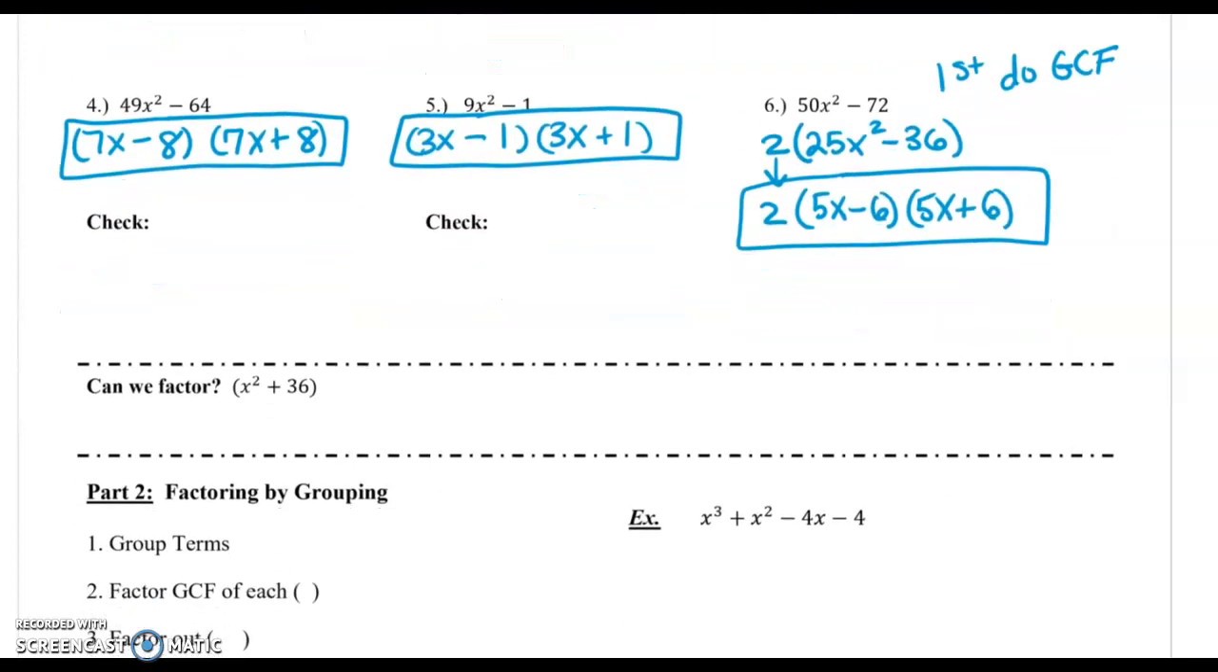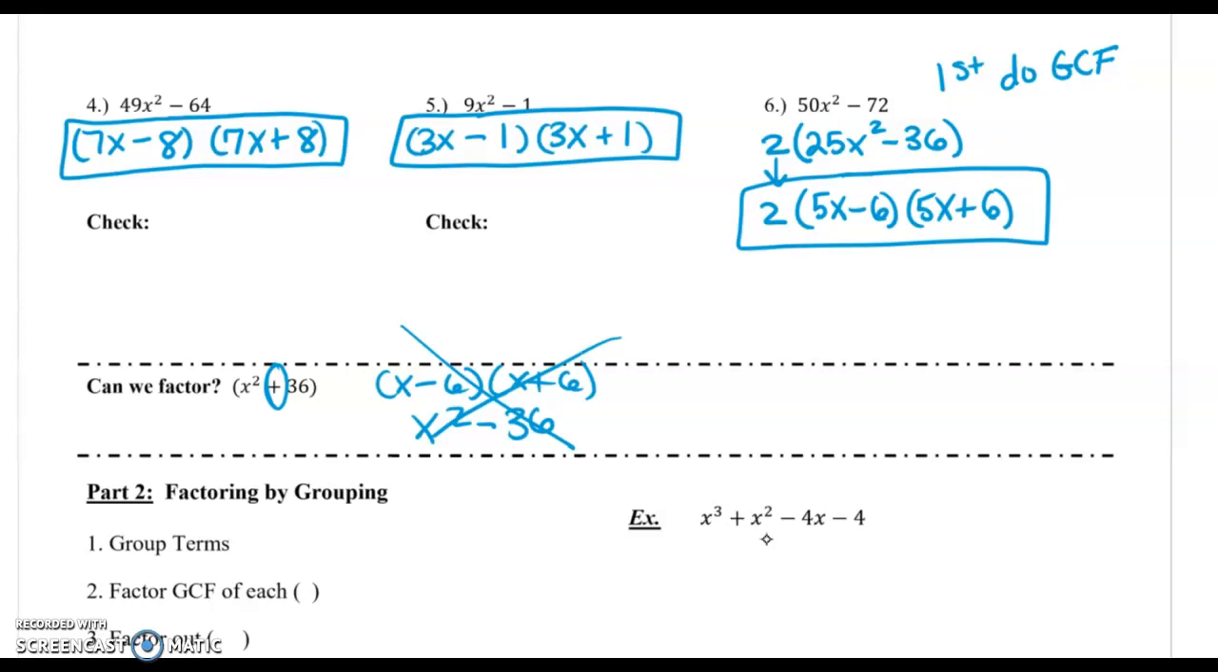Okay, so this one says, can we factor x squared plus 36? Take a minute here and think to yourself, can you factor that? Hopefully you thought to yourself, no, because this is addition. It is not the difference of 2 squares. If we try to get that, it would not give us an addition sign. It would give us x squared minus 36. So we cannot do that if it's addition, so just be careful of that. All right, so that is difference of 2 squares.